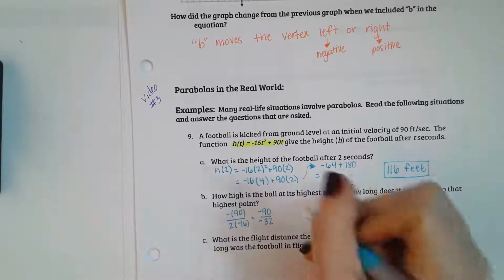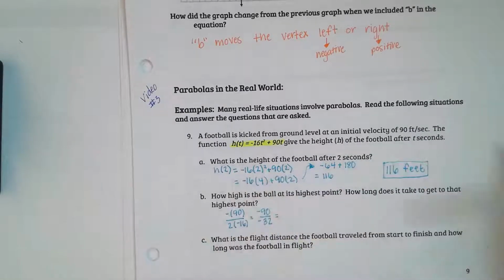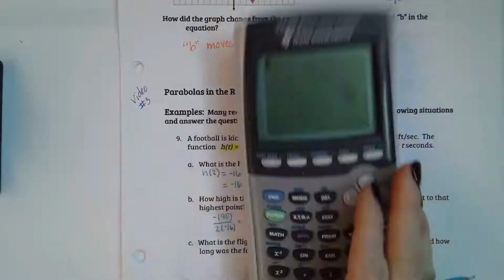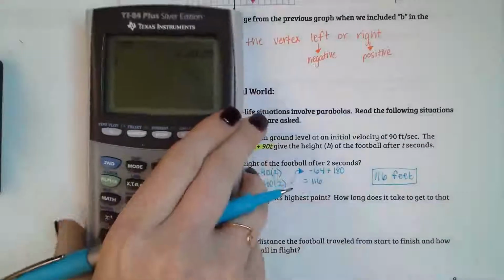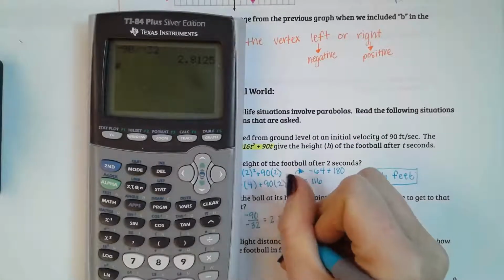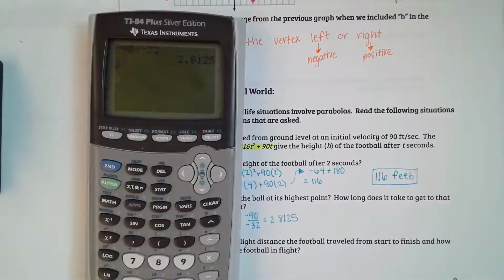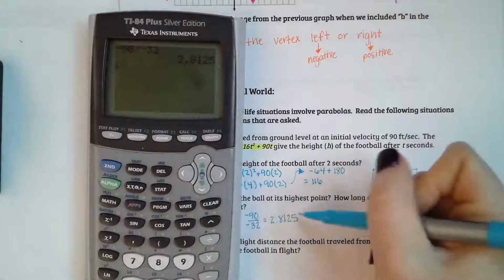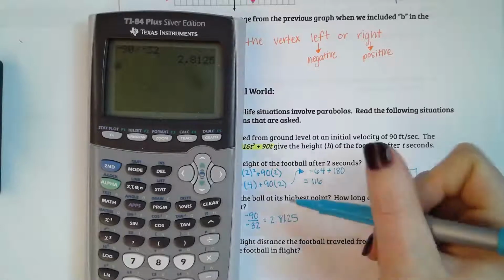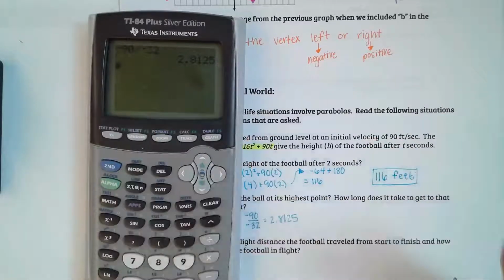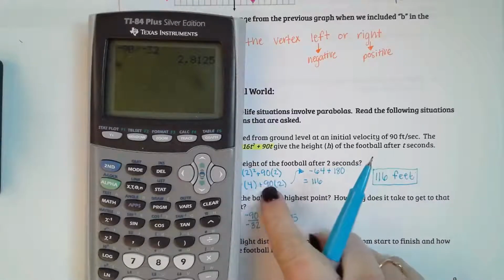Negative 90 divided by negative 32 is 2.8125. Unfortunately, because this is not a whole number, I can't just plug this one into my y equals and find the vertex. It won't give me that exact number. So I actually need to go through and plug this one in like we did up here.